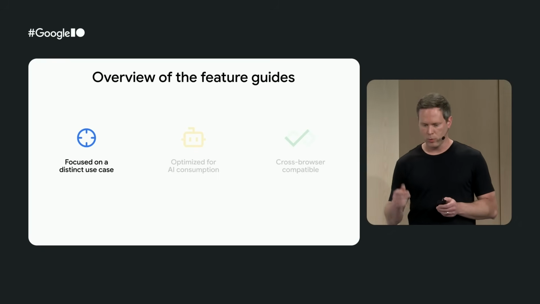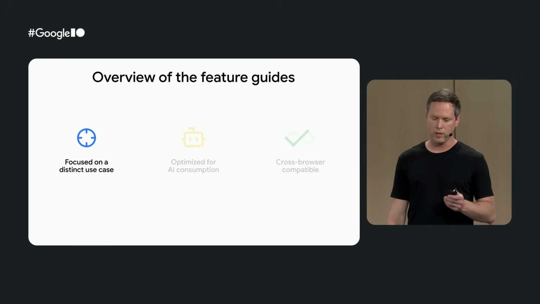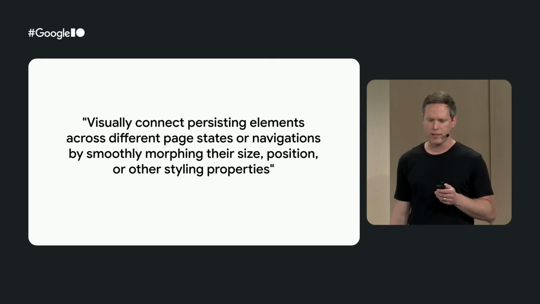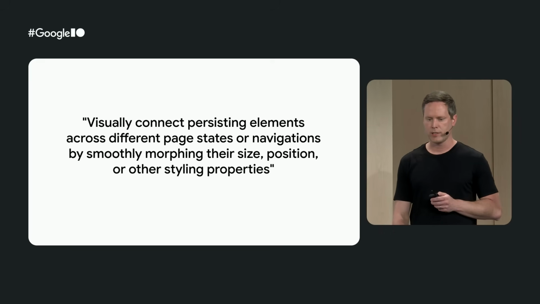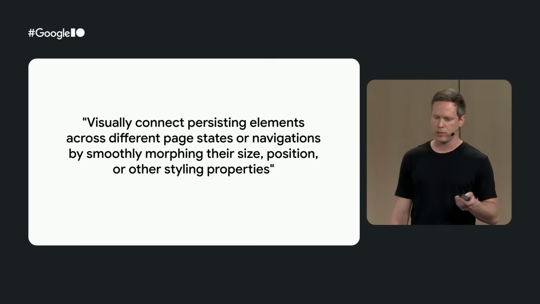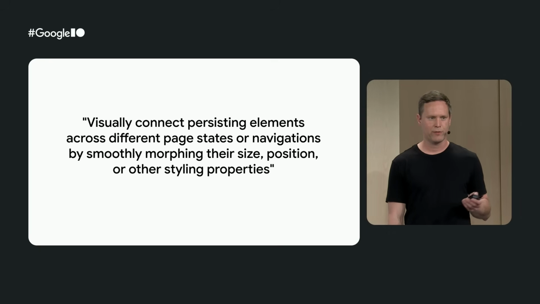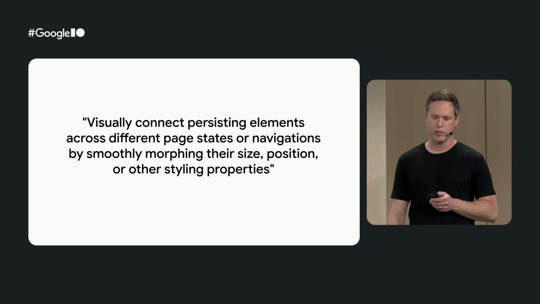For example, one of the use cases that we identified for the View Transitions API that's been unlocked was to visually connect persisting elements across different page states or navigations by smoothly morphing their size, position, or other styling properties. For example, expanding a thumbnail image in a product list view into a full bleed hero image in a product details view.